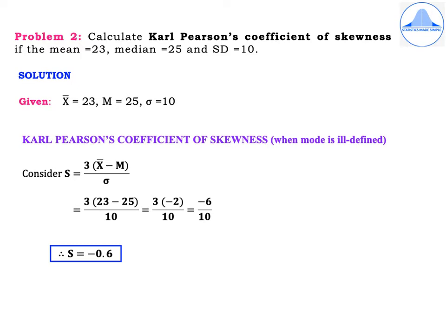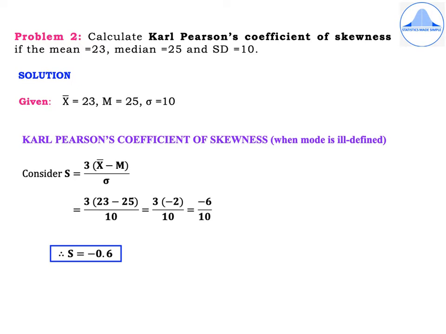First list down the values given. So under solution, given x bar equal to 23, m equal to 25 and sigma equal to 10. Then write the side heading Karl Pearson's coefficient of skewness when mode is ill-defined. Consider S equal to, the formula is 3 into x bar minus m divided by sigma, which is equal to 3 into 23 minus 25 by 10, which is equal to 3 into minus 2 divided by 10, which is equal to minus 6 by 10, or S is equal to minus 0.6.